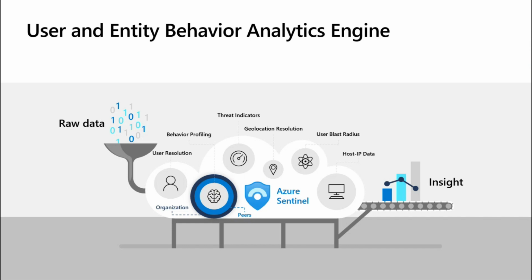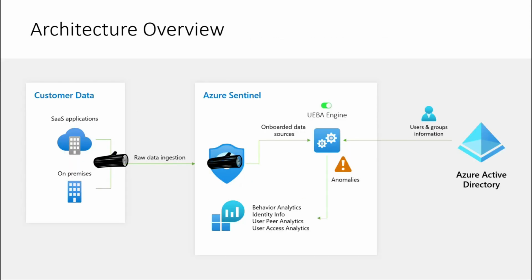And then the output of all that, the UBA engine, is anomalies and insights. Those anomalies are typically informational by default. They're not going to generate an alert or an incident by default, but they're going to be combined with other multi-stage attack scenarios.